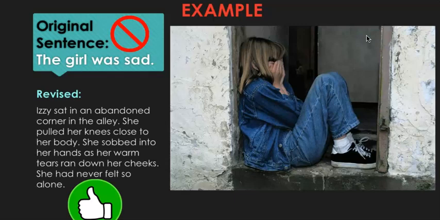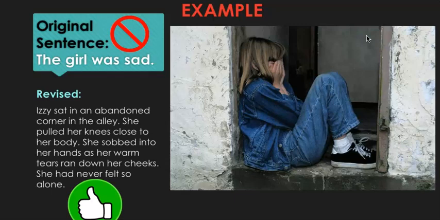Is that more creative than the girl was sad? Yeah. Somebody raise your hand and tell me what's one of the sensory details in that little description. Emma, tell me one. Which sense is that describing? Her warm tears fell down her cheeks. Feel, exactly. I took sadness and made the reader feel it, because I know what it's like to have warm tears run down my cheek. Luke B, what's another one?